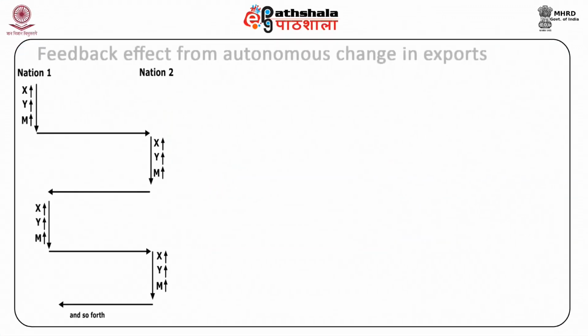This increase in imports of nation 1 means nation 2's exports have risen, leading to an increase in nation 2's income, which causes its imports to rise. As nation 2's imports rise, it means nation 1's exports rise, creating another round of increase in income and increase in imports. This process gets repeated between the two nations as described. Channel 2 of feedback effect.